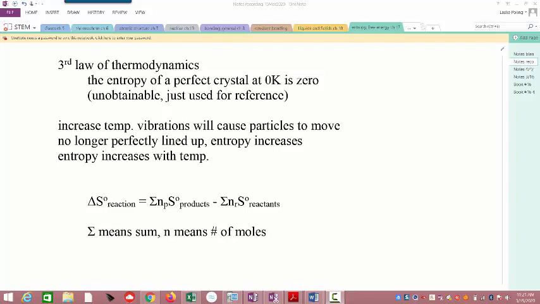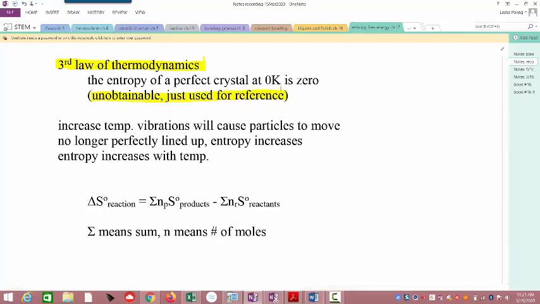We are now on the third and final law of thermodynamics. The entropy of a perfect crystal at 0 Kelvin is 0. Okay? That word perfect in there should let you know that this is unobtainable. This is just for reference.